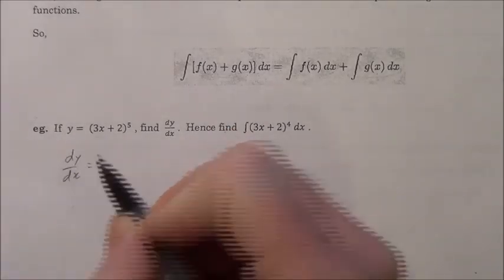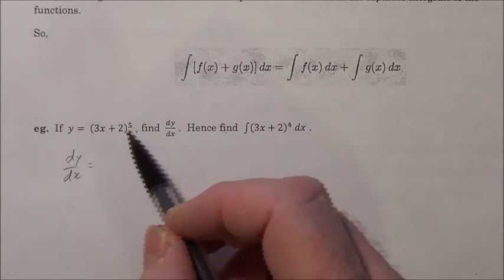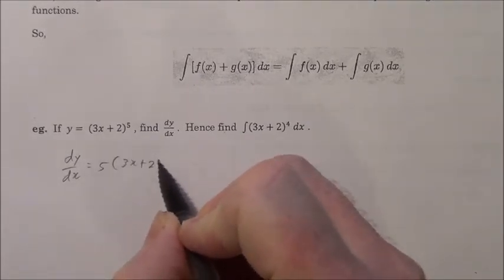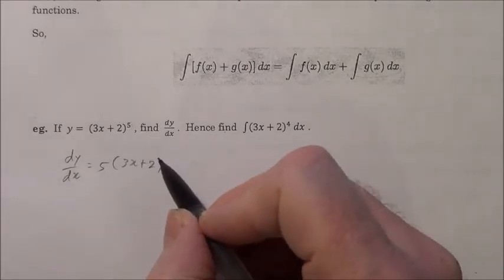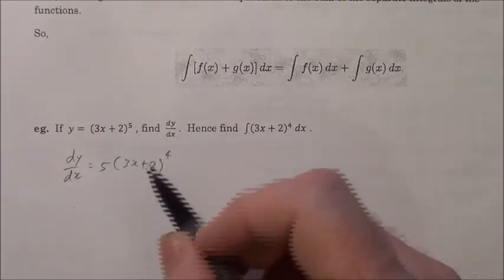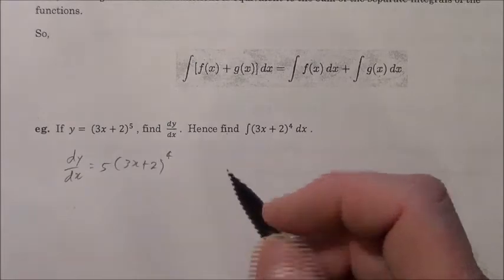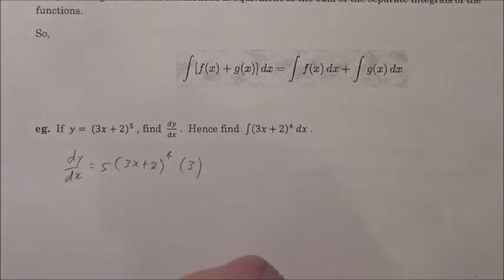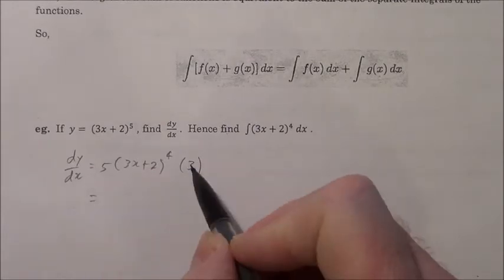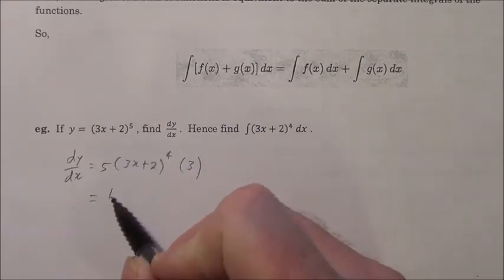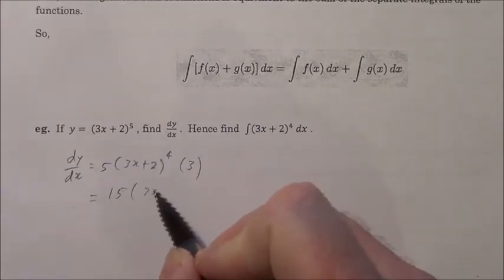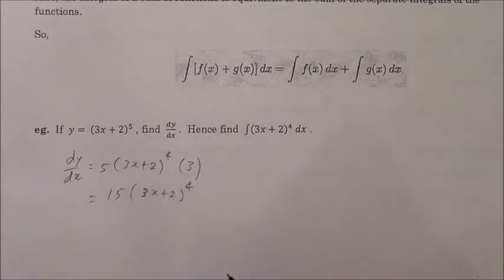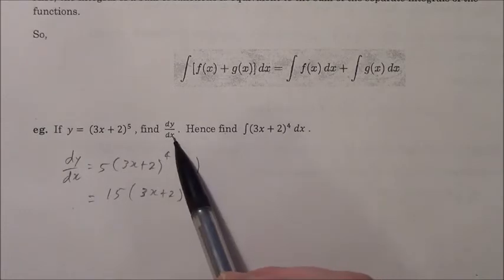Hopefully you can identify that this would be a chain rule, so we bring the 5 down in front and subtract 1 from the exponent to give us 4, and then we go inside and take the derivative of the inside, and that would just give us 3. And then we take this 3, multiply by 5 to give us 15 (3x plus 2) to the power 4. Okay, so that is the derivative.